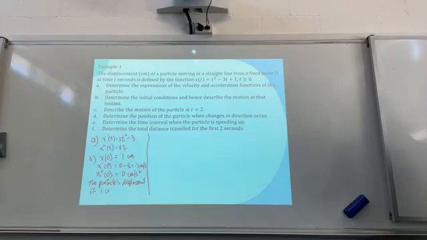Chain rule. dx/dt equals 2 times (t to the power 5) times t to the power 2 plus (t to the power 5) squared times D. See, it changed direction when it's a root. The velocity is a root.